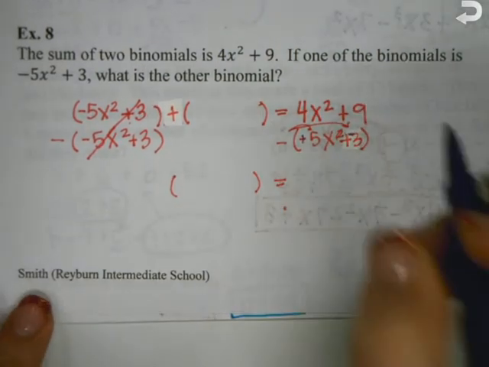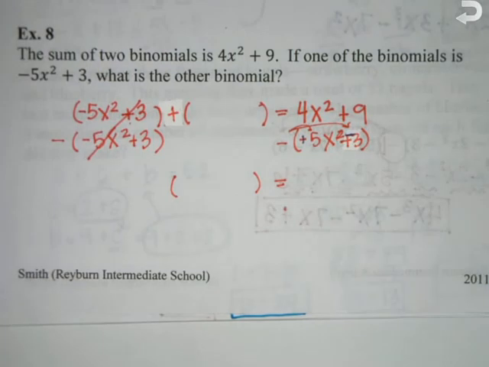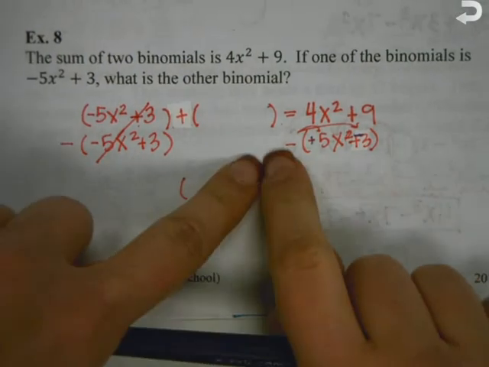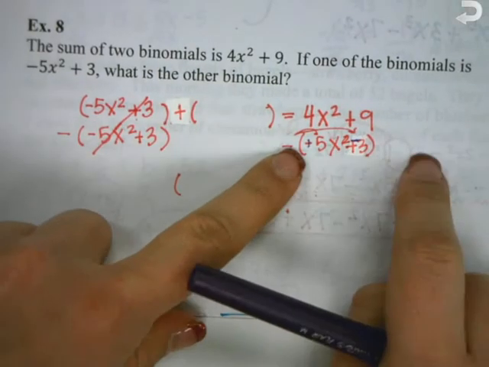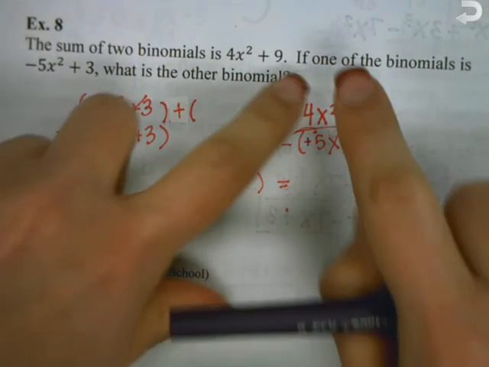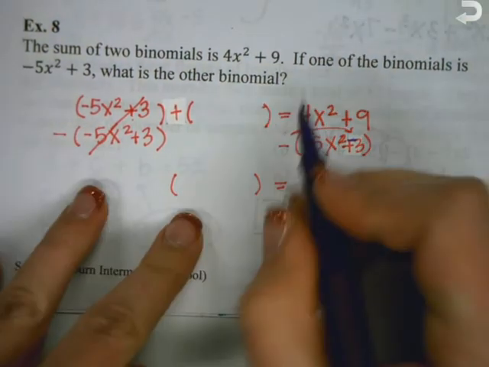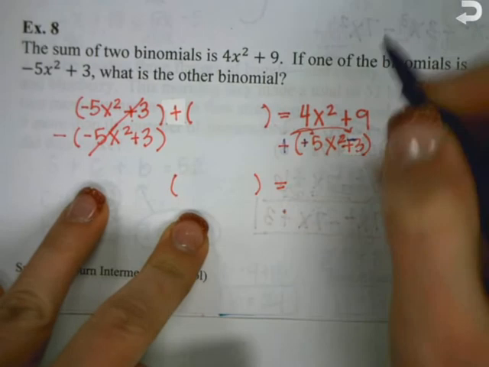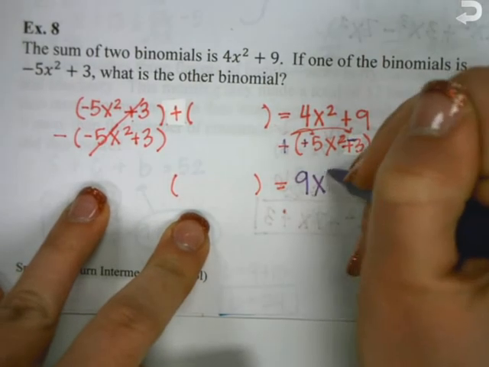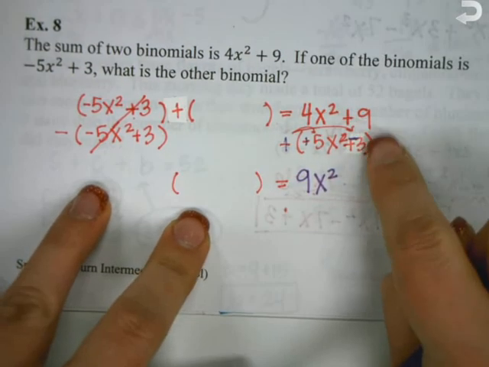Okay, so now let's combine like terms. 4x squared plus 5x squared, 9x squared. And 9 minus 3? Positive 6. And that's the answer. Whoa, we only have 3 minutes left.